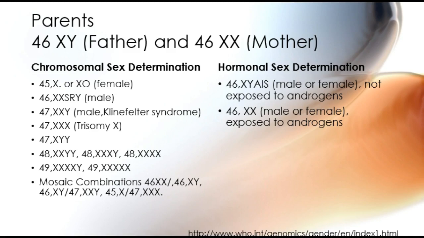We do have what's called XY-AIS. This child can either be male or female, and what happens is that SRY gene on that Y chromosome doesn't tell the androgens to kick in. So there's some kind of mutation sometimes, or the androgens just don't kick in. Okay, you can also have an XX male who does not have an SRY gene, but was exposed to androgens in utero. This child can also be female.